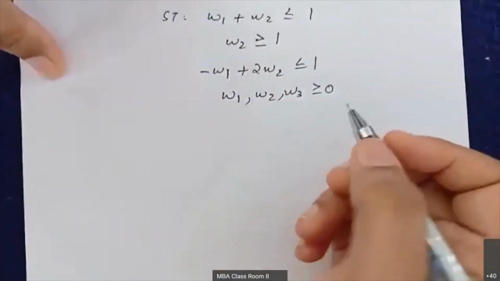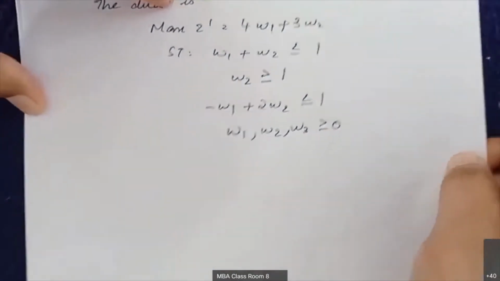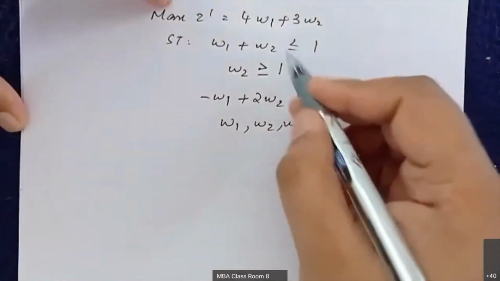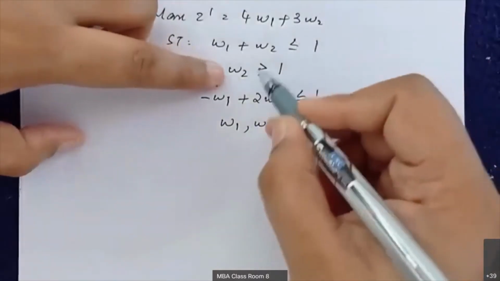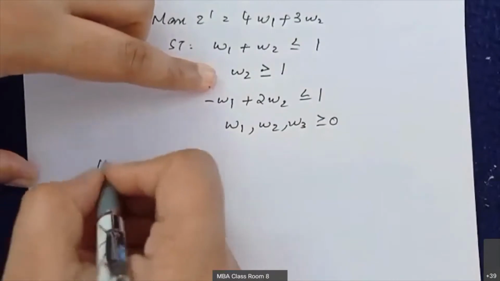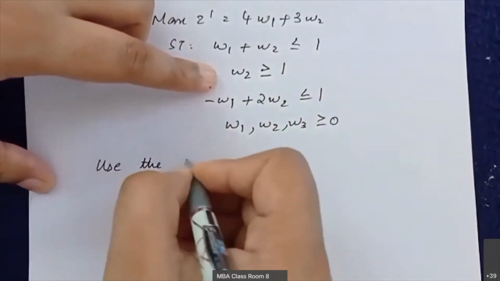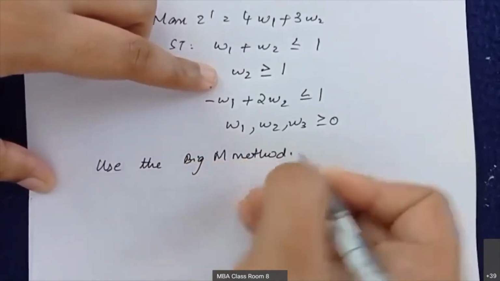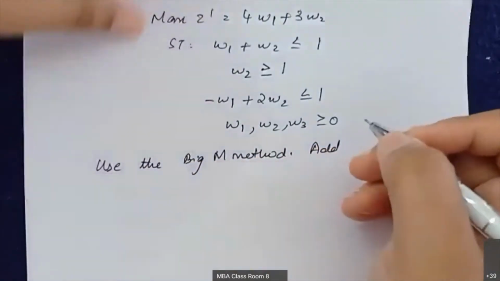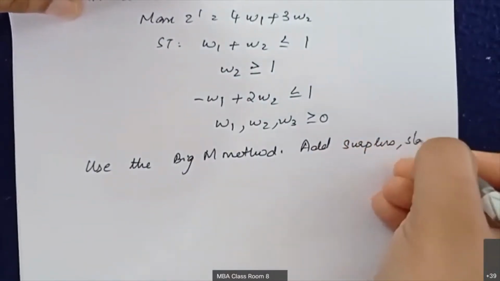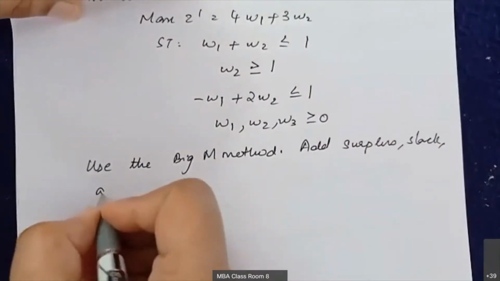Only after reaching this stage, we have to decide whether to use the simplex method or big M method. Over here we have less than or equal to 1, but here we have greater than or equal to 1. So in this case, we will have to use the big M method. What will we do? Add surplus, slack, and artificial variables.